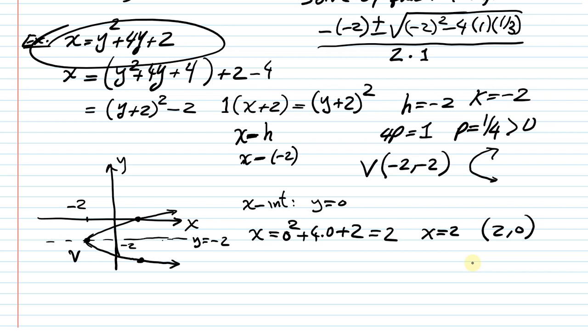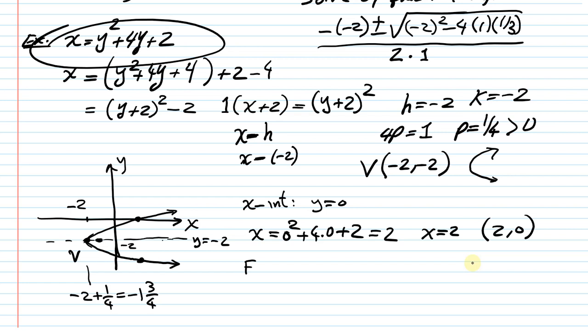Now, we know what P is, right? Let's find the focus. The focus is always in front of the vertex. So it's going to be P, which is 1/4, 1/4 ahead of or in front of the vertex. Well, vertex, if you look at the x component, is at negative 2, add a quarter to it, so you get negative 1 3/4, right? The focus is right in here.